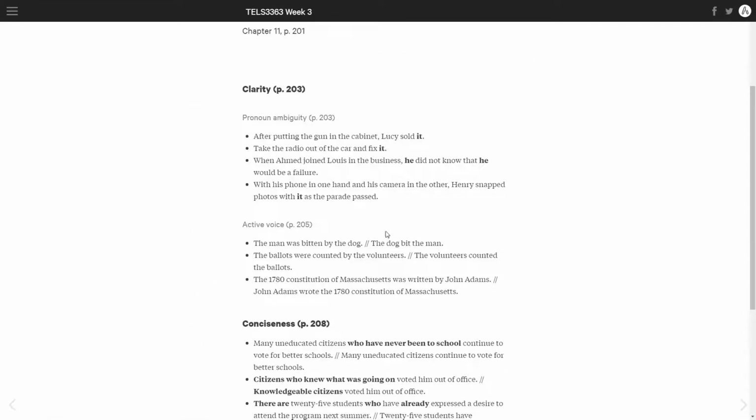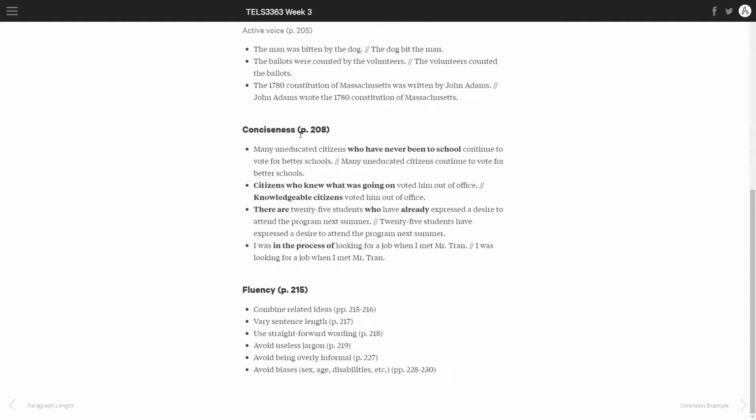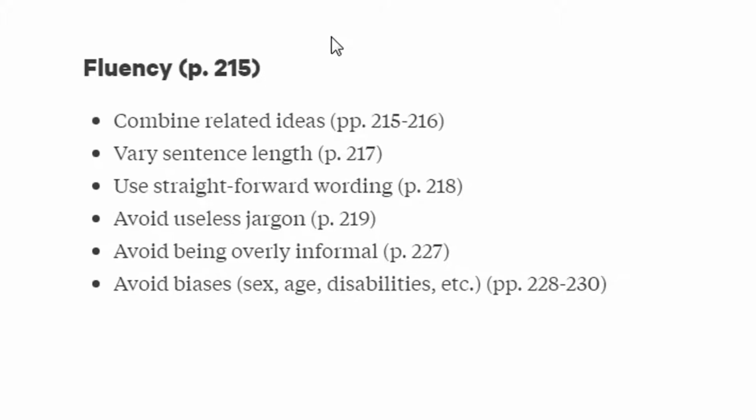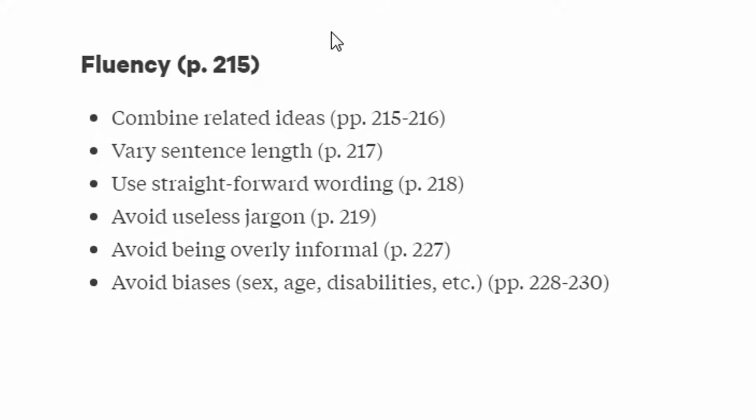The third topic, so we've covered clarity and concision. The next one is fluency: how the topic flows in your writing. You need to look at combining related ideas, and there are examples of this in the book, of varying sentence length. You don't want all your sentences to be the same length. They need to have some variation, some short, some long. It actually makes for easier reading.